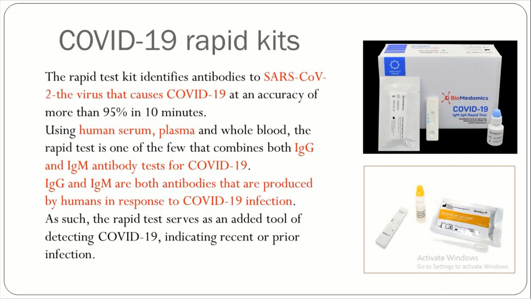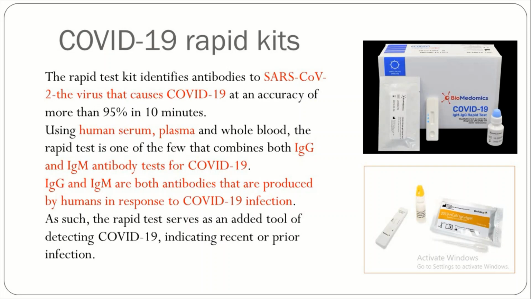The third, the recent development, is COVID-19 rapid kits. You all know that COVID-19 is a pandemic that affects the whole world. Even some of the Indian companies also developed these kits. The rapid test kit identifies the antibodies of the SARS-CoV-2 virus that causes COVID-19, at an accuracy of more than 95% within 10 minutes. People use either serum or plasma or whole blood to test with this kit.